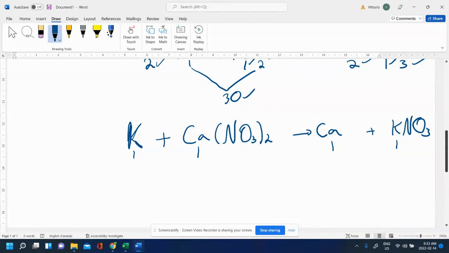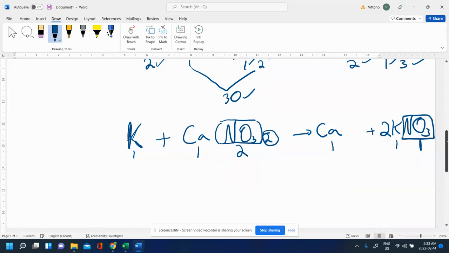What I do is I count the nitrate as a single unit, and here's why. The nitrate appears on both sides, on the left and on the right side, unchanged. So treat them as a single unit, and your life is a lot easier. So rather than saying I have 6 oxygens and 2 nitrogens, I can say there's 2 nitrates overall. And here, since there's no bracket, that means we have 1 nitrate overall. So that means our nitrate, as a unit, is not balanced.